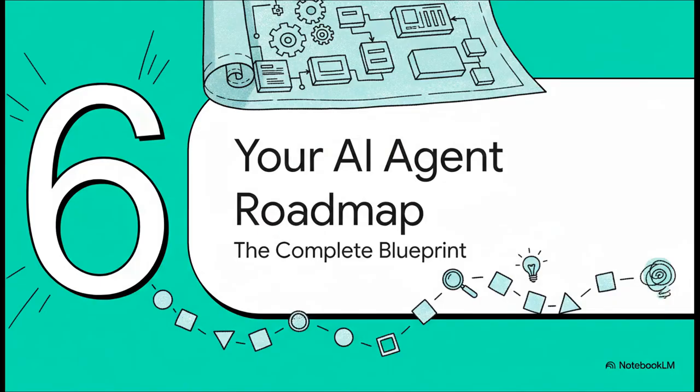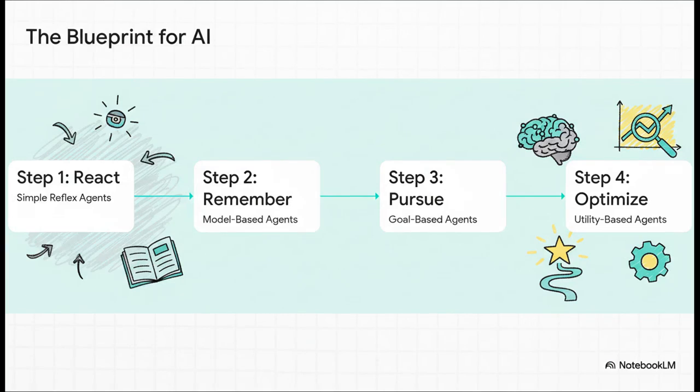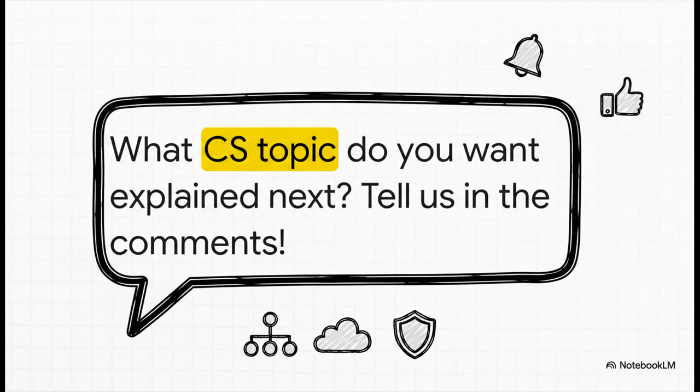Okay, let's put this all together. We've just assembled the complete blueprint, our entire roadmap for building an intelligent agent from the ground up. So we started with a simple reflex agent that could only react. Then we gave it a memory, creating a model-based agent that could remember. After that, we gave it a purpose with a goal-based agent that could pursue an objective. And finally, we gave it preferences, which created a utility-based agent that can optimize for the best possible outcome. React, remember, pursue, and optimize. That's the blueprint. And there you have it, the 4 fundamental building blocks of AI agents.